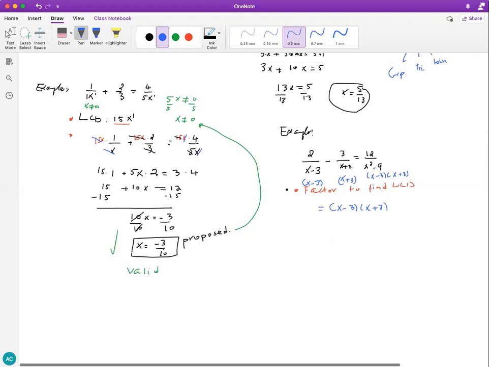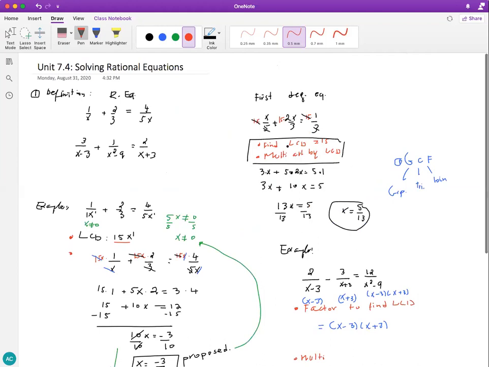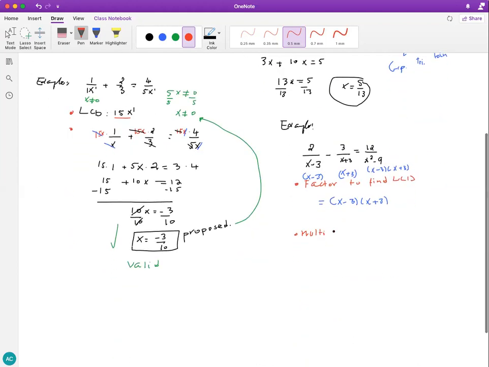So find the LCD. Now what we're going to do is multiply all by the LCD. Again, it's always two main steps, these two: find the LCD, multiply all by the LCD. And when you do that, we actually mean simplify before multiplying.